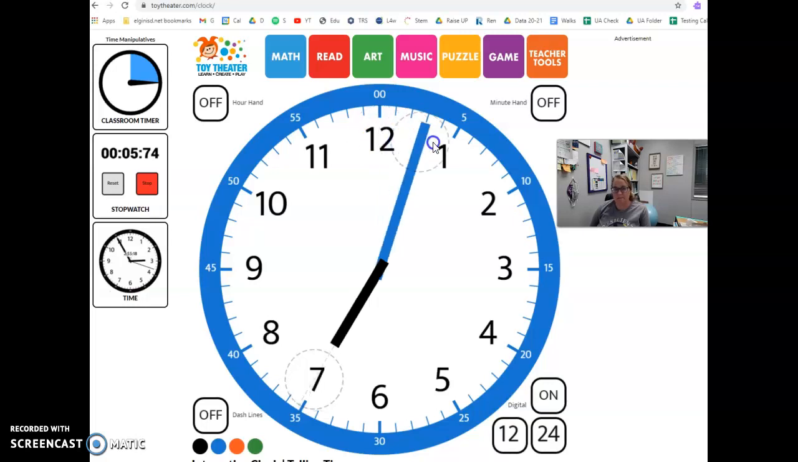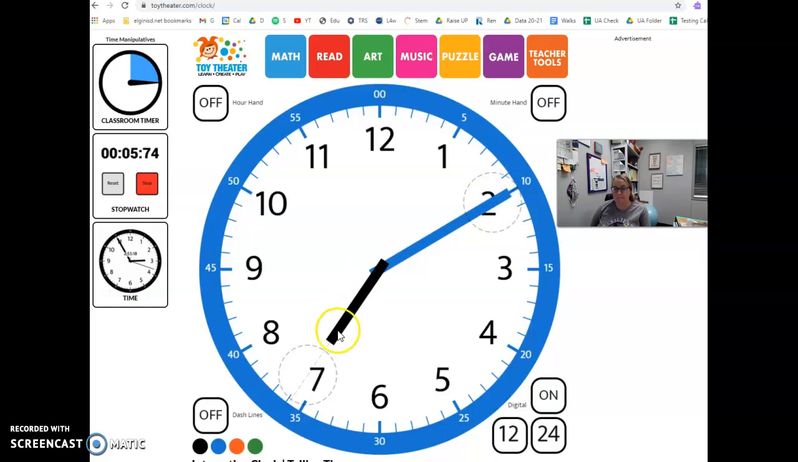Let's count it. Let's see. 5, 10. So what time is it now? That's right. It is 7:10. And you can see my hour hand is starting to move. And my minute hand is pointing right at the 2, which is worth 10 minutes.